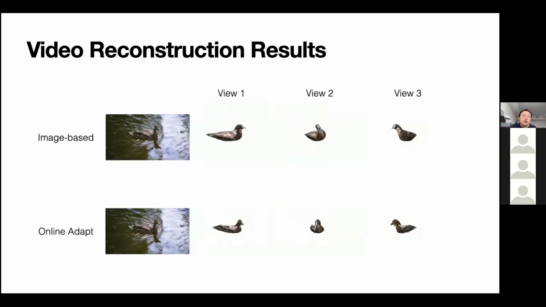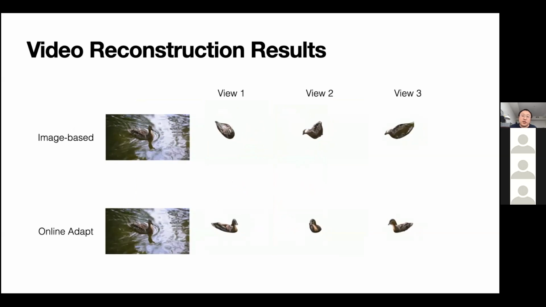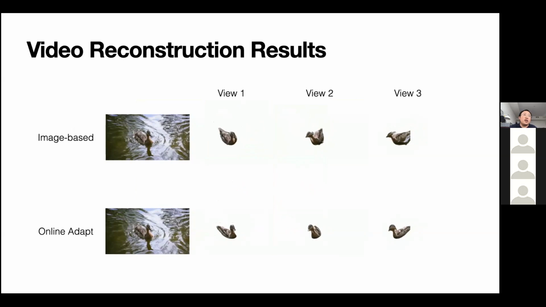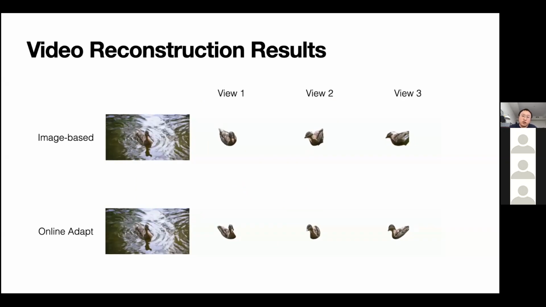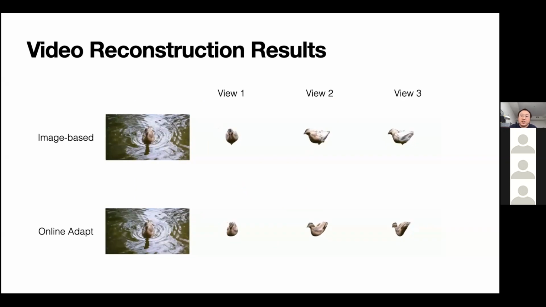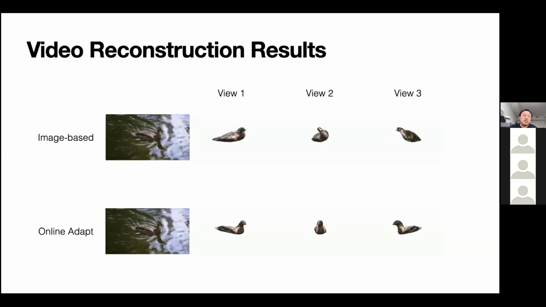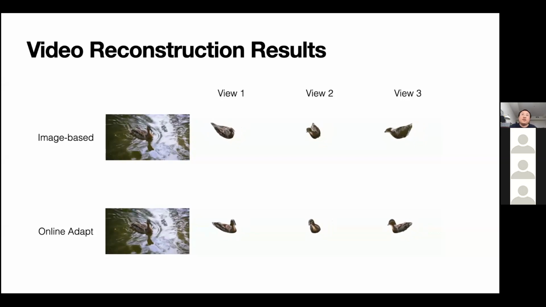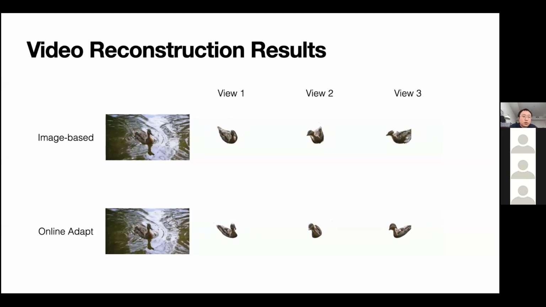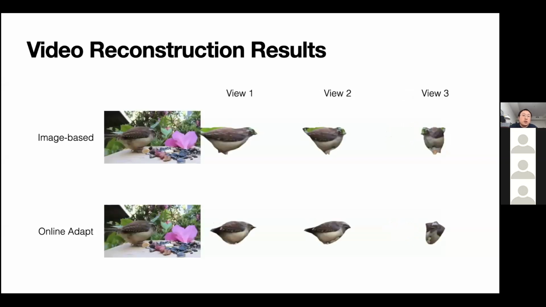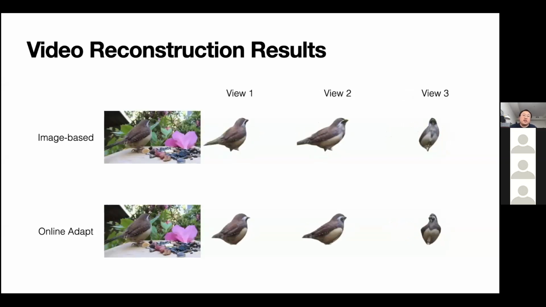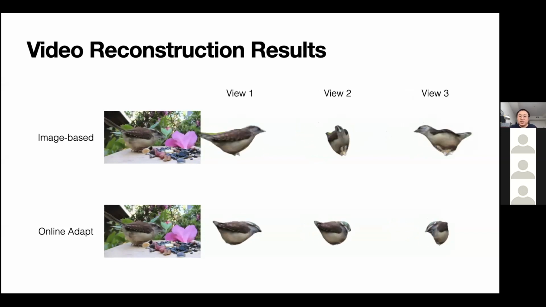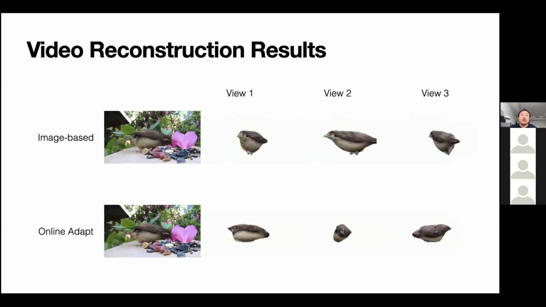So here we show 3 different views of the same 3D reconstruction results. Below, again, is the online adaptation result, and above is the image-based result without the online adaptation. You can again see our duck with online adaptation is smoothly changing over time, whereas the image-based method is jumping a lot. In this case, you can see the bird with online adaptation can eat continuously, while the baseline approach is just jumping a lot.